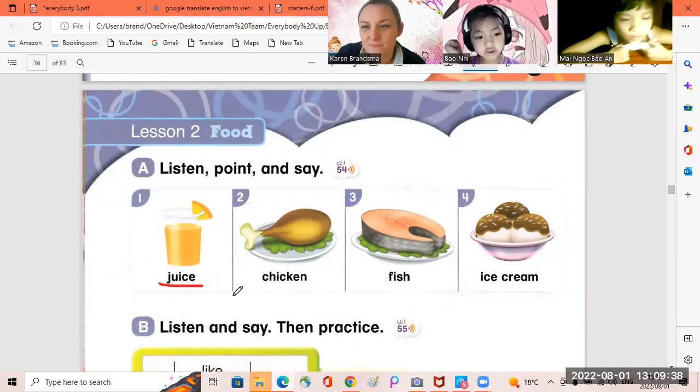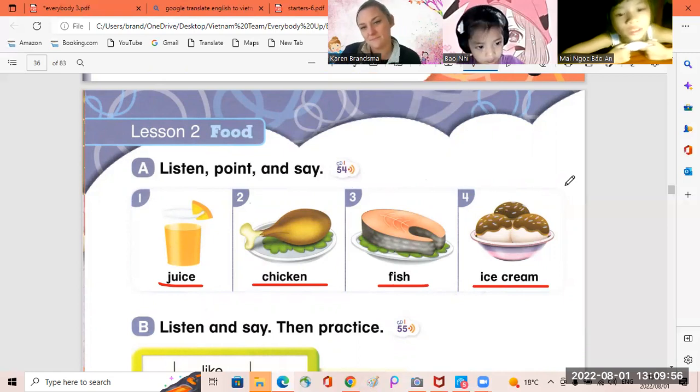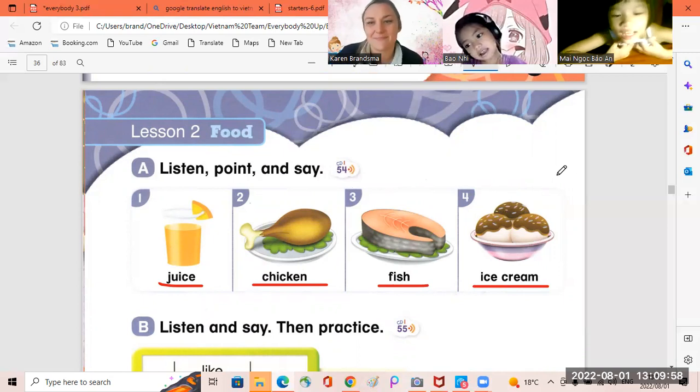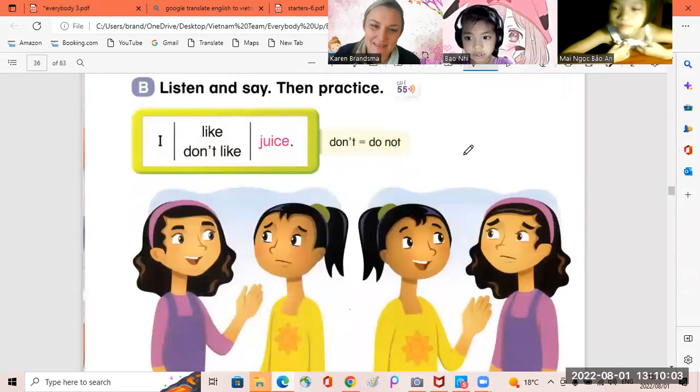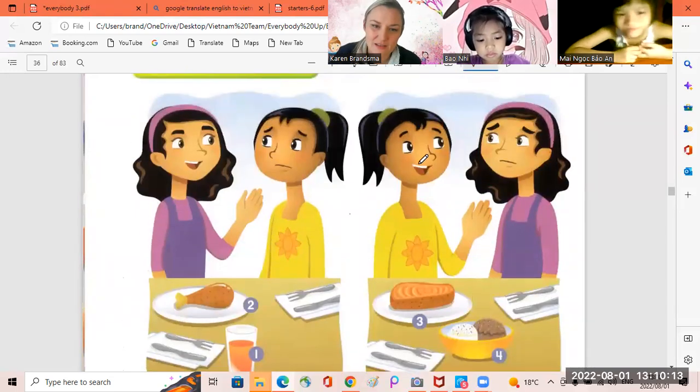Juice. Chicken, fish, ice cream. Okay, Nee, which one do you like? I like ice cream. Okay, good. I like juice, or I don't like juice. Okay. So let's see.